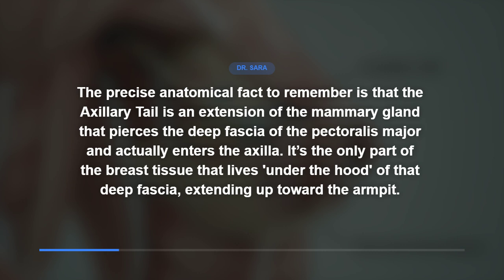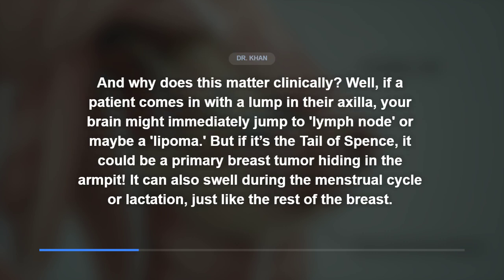The precise anatomical fact to remember is that the axillary tail is an extension of the mammary gland that pierces the deep fascia of the pectoralis major and actually enters the axilla. It's the only part of the breast tissue that lives under the hood of that deep fascia, extending up toward the armpit. And why does this matter clinically?